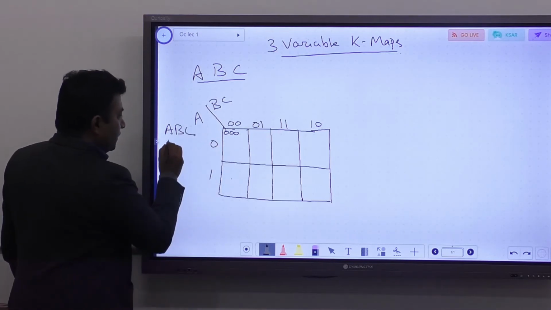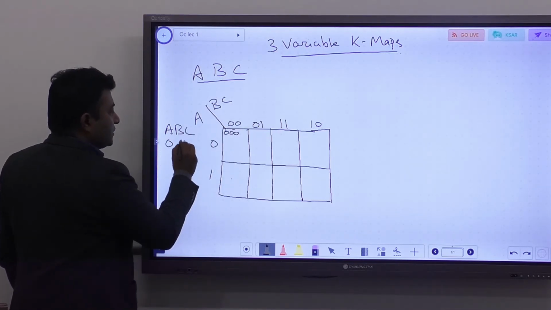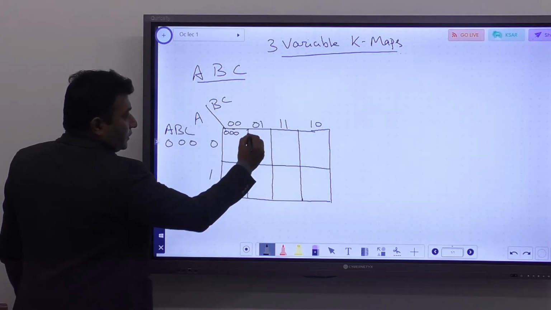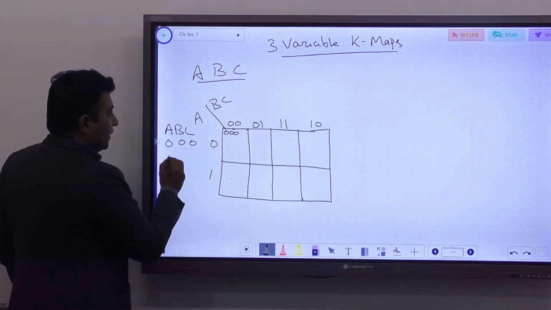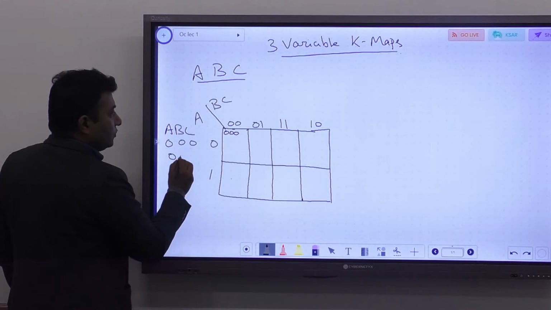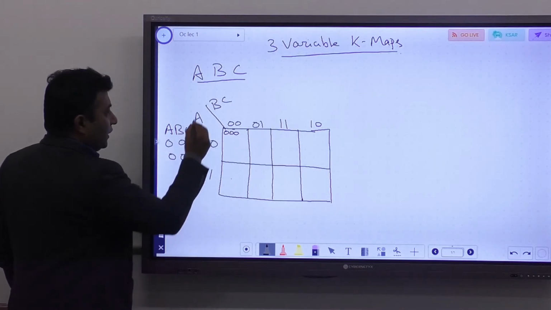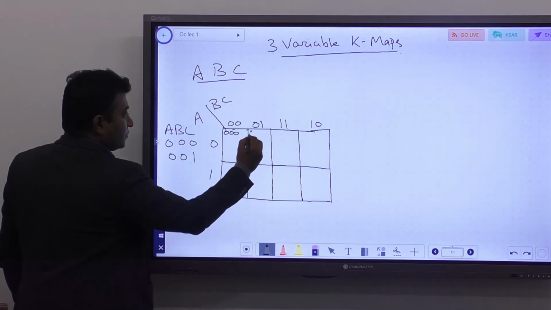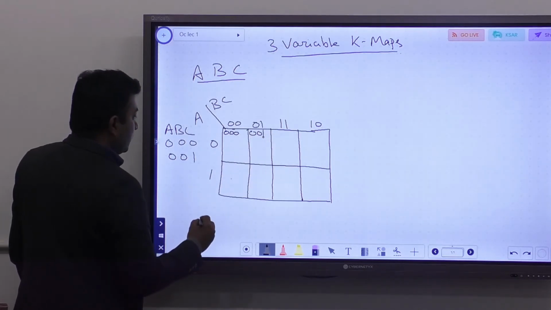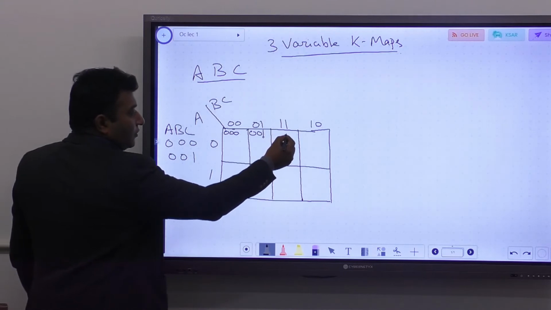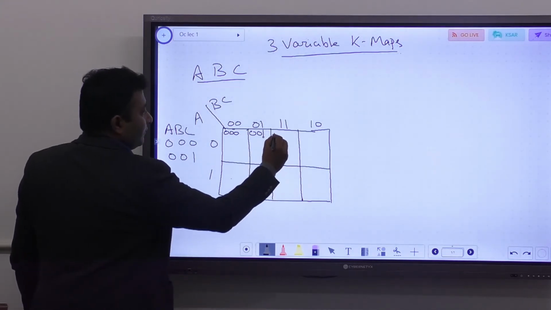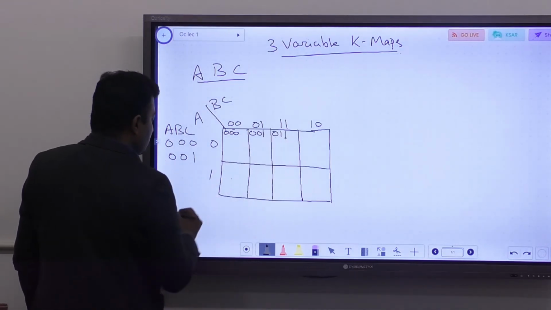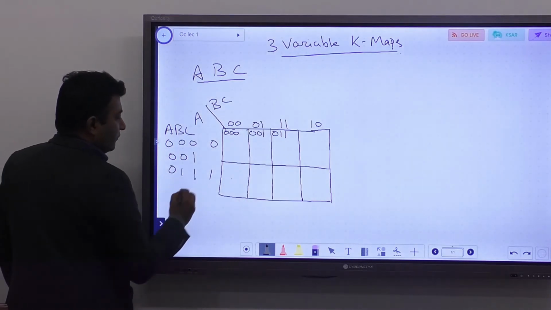It's because for A this is 0, for B and C this is 0, 0. For this particular block we are having 0, 0, 1. For A it is 0, for B it is 0 and for C it is 1. So this would be 0, 0, 1.